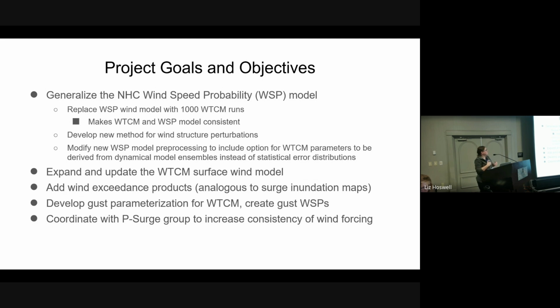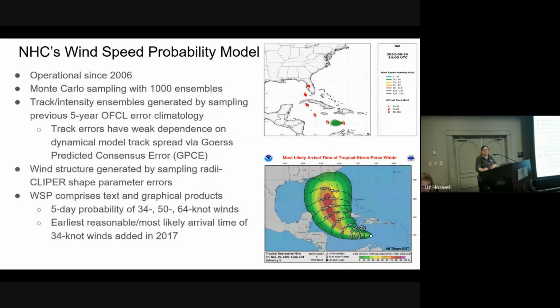And one of the goals of this project is to make the wind speed probabilities consistent with the WTCM, and looking at perturbations, looking at dynamic model uncertainty, as opposed to the climatological error distributions. Updating WTCM, adding the exceedance products, which I won't show in this one, it's been covered previously. Looking at the gust parameterization and coordinating with P-Surge. So next slide. Let's just say there's more slides than minutes.